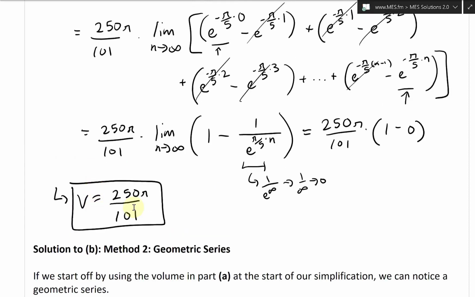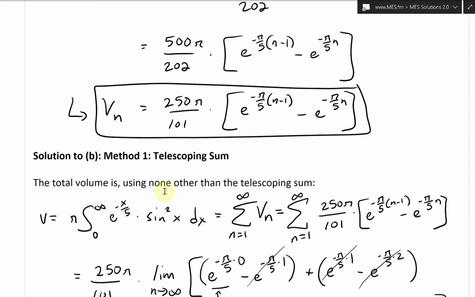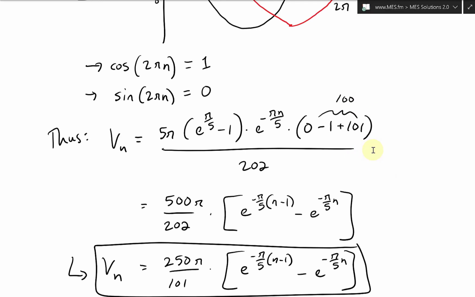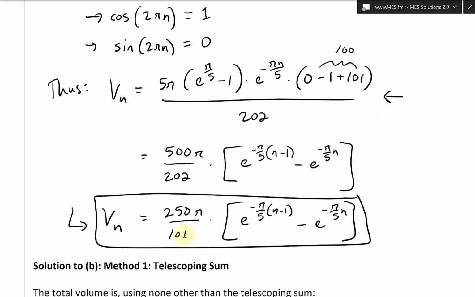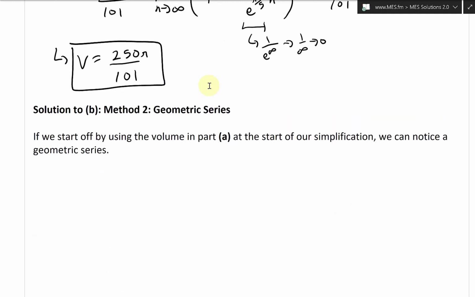Alright, so that is the volume, but that was method 1 using the telescoping sum. We could also use another method: solution to B, method 2, using the geometric series. If we start off by using the volume in part A at the start of our simplification, we can notice a geometric series. Starting from here, there's 100 right here, multiply that by 5 to get 500, but we simplify it to 250 pi over 101. So we'll start off at this position here, and then notice we can get a geometric series out of it. Let's write that whole thing out.